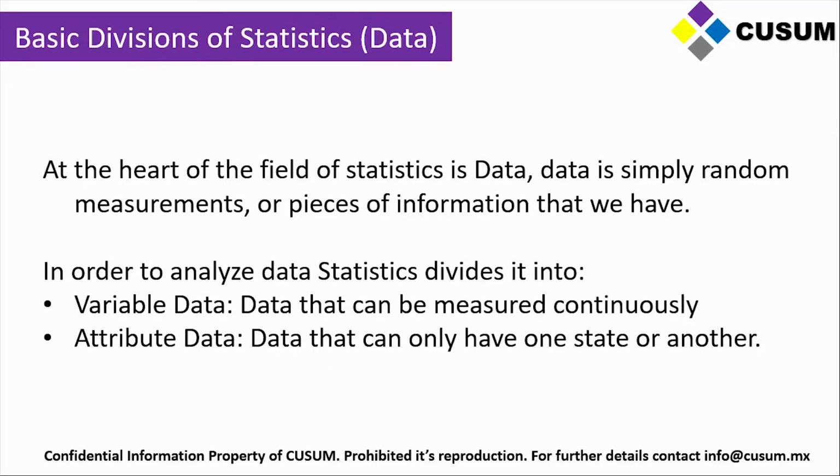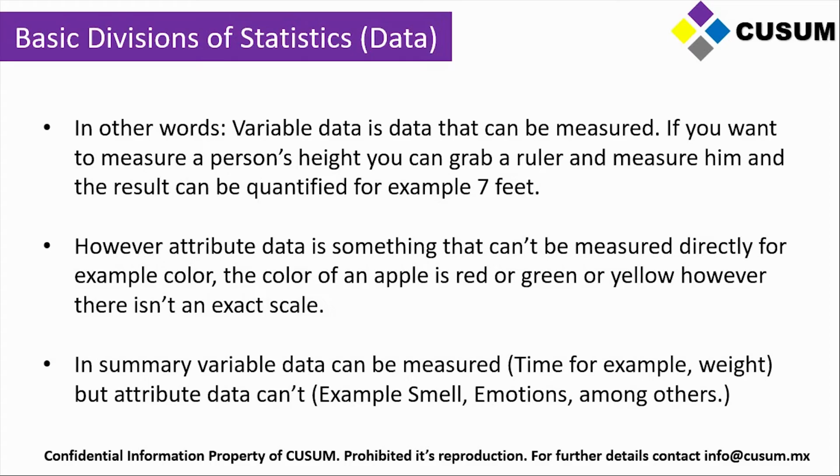Okay? Good. Now, statistics as a whole is divided in 2 main areas. There's data that is simply random measurements or pieces of information that we currently have. Okay? And it's divided between variable data and attribute data. This is pretty basic. Variable data is simply data that you can measure continuously, and attribute data is data that can only have one state or another. So we'll be talking about a few examples, okay?